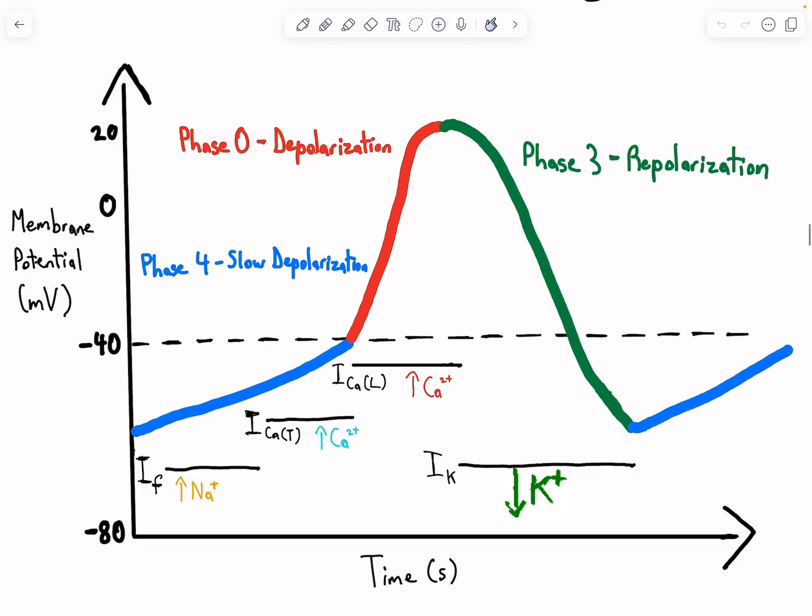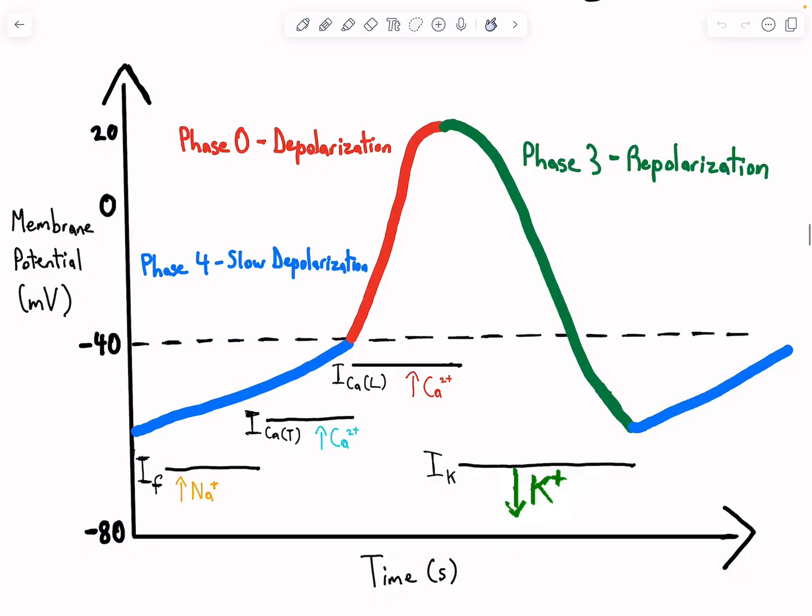To summarize the pacemaker action potential, phase 4 is the slow, spontaneous depolarization driven by the funny current and the T-type calcium channels. Phase 0 is the calcium-driven upstroke through L-type calcium channels. Phase 3 is potassium-driven repolarization that resets the cycle. This pattern is very different from the action potential in a regular cardiac muscle cell. Pacemaker cells fire automatically without a stable resting potential, and their depolarization depends on calcium.